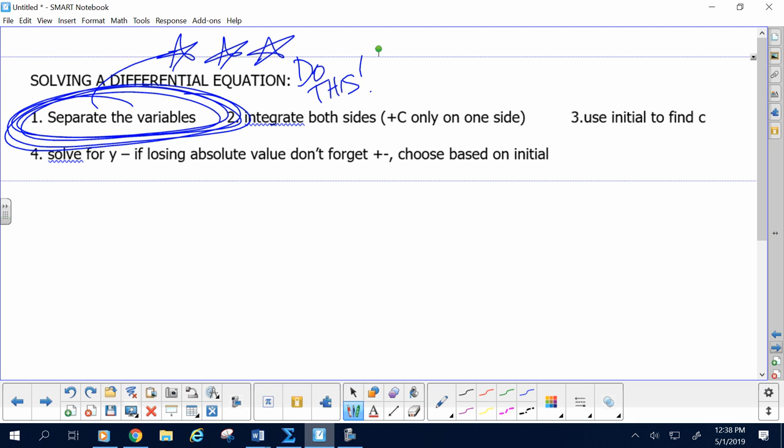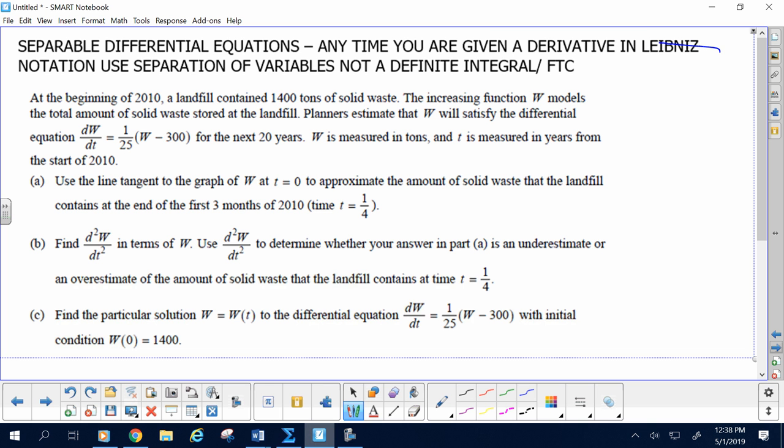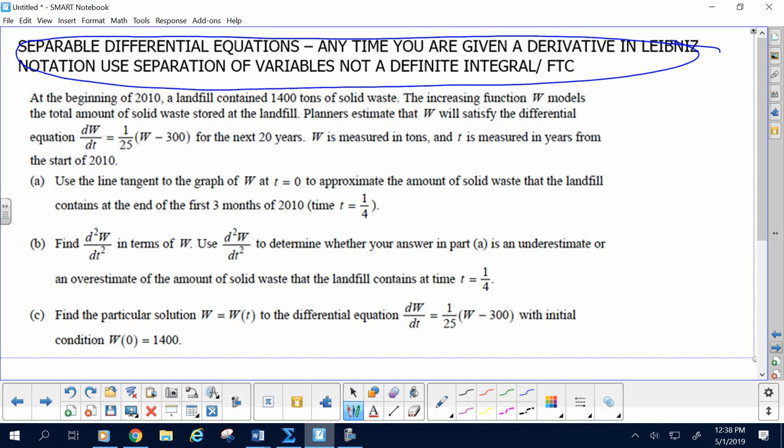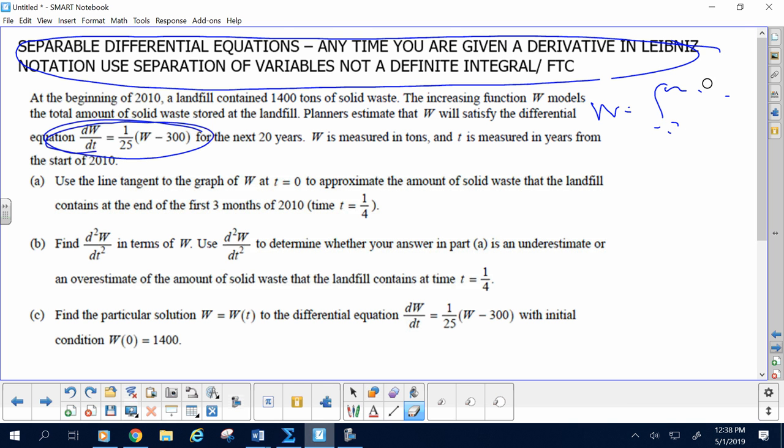Integrate both sides, plus C on both sides. Please pay attention to what the variable of integration is. But this is the gotcha. If you see a separable differential equation, I beg you, do not do a fundamental theorem approach unless it's a last resort. If you do this as some kind of W, you're going to get pretty much nothing. So if it's a differential equation, separate the variables. Pay attention to what you're integrating with respect to.